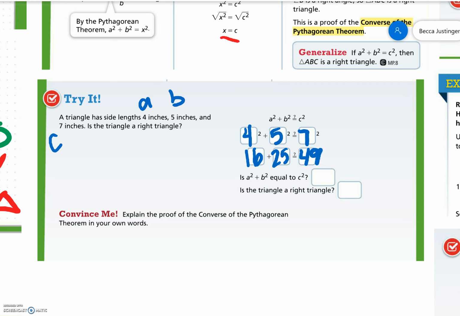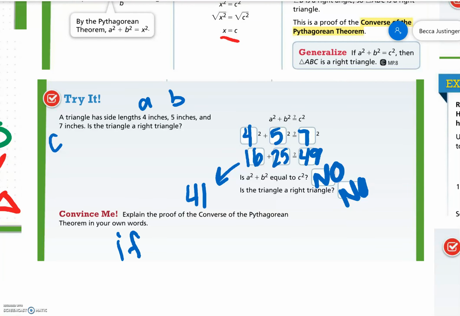Is A squared plus B squared equal to C squared? Is 16 plus 25, which is 41, equal to 49? No. A squared plus B squared is not equal to C squared. So is the triangle a right triangle? No. Explain the proof of the converse of the Pythagorean theorem in your own words.